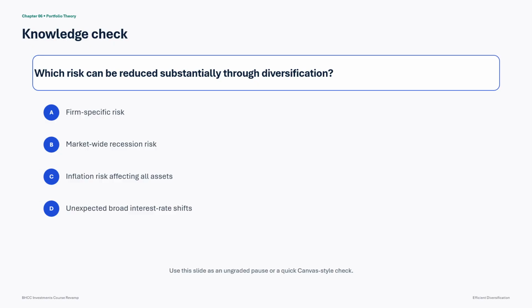Here is the knowledge check. Which risk can be reduced substantially through diversification? The correct answer is A, firm-specific risk. Firm-specific risk comes from events that affect one company or a narrow group of companies. Examples include a failed product launch, a factory accident, an accounting restatement, a key executive departure, or an unexpected lawsuit.